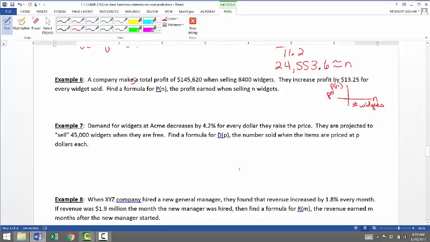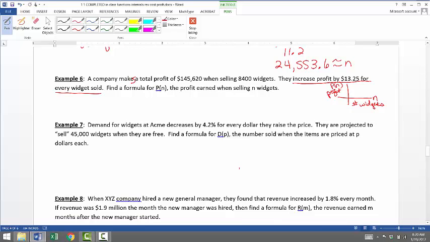The first thing we always want to think about when writing the equation for a function like this is we want to ask ourselves, what type of function is it? Is this a linear function? Is it exponential, quadratic, logarithmic? What type of function do we have here? I'm going to go back to the information given and see if we get any clues. In the second sentence, it says they increase profit by $13.25 for every widget sold.